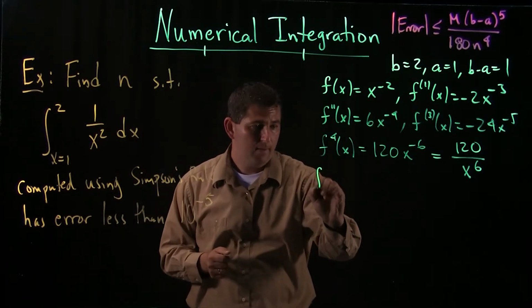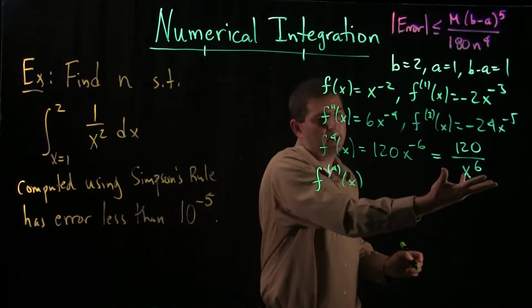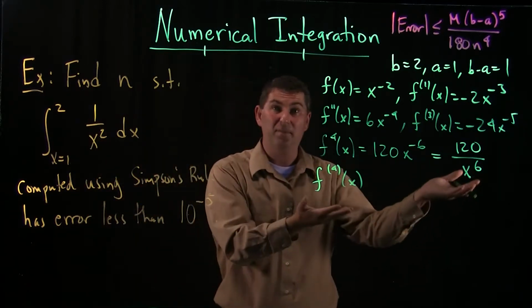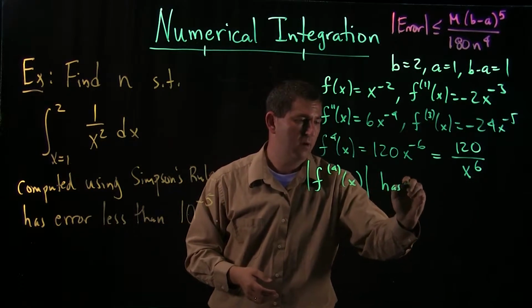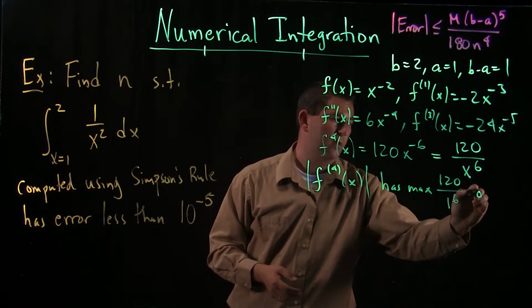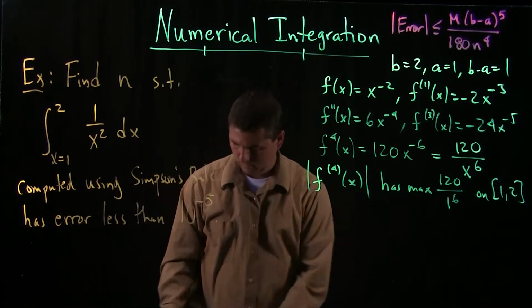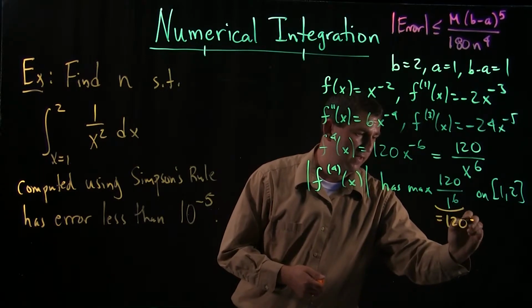So the fourth derivative, and we can put absolute values here, but it doesn't matter because for x between 1 and 2, everything is positive. But we'll put them for now. This has max 120 over 1 to the 6th on the interval 1 to 2. And of course, this is just equal to 120. And so that's our M.